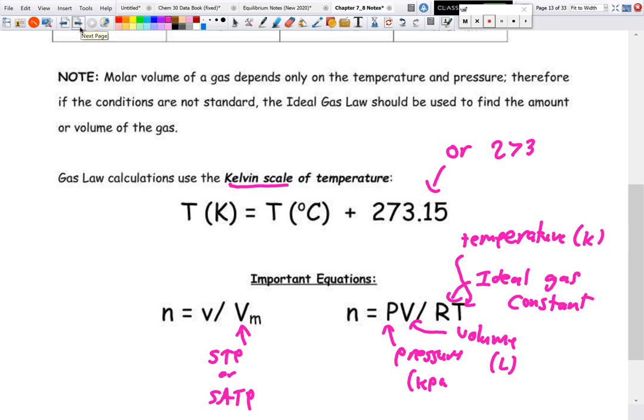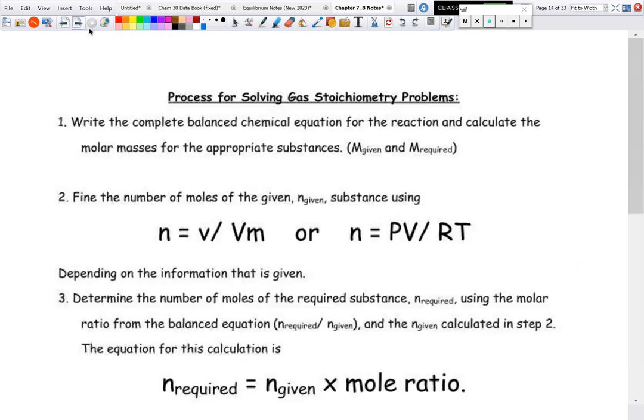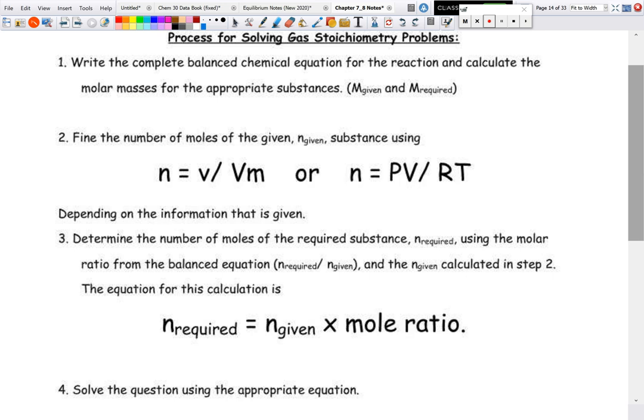So for our procedure for solving gas stoichiometry problems, you'll notice that it is going to be the exact same as gravimetric. The only difference is the equations we're going to use to find the number of moles. So step number 2 is going to differ, and of course step number 4 is also going to differ, depending on if it's asking to solve for volume, pressure, or temperature, or something like that. Our first step is to write the complete balanced chemical equation for the reaction, and we can calculate the molar masses of appropriate substances. That is if the question is giving us a mass or asking us to solve for a mass.